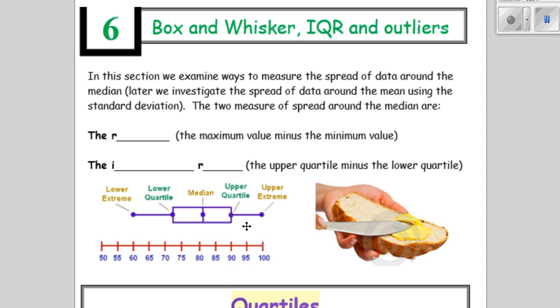So the box and whisker plot tells you that. This tells you that it's gone from the lowest point to the highest point, and that's how widely spread it is around the median. And these little boxes in between tell you how widely spread is the middle 50% of the data.